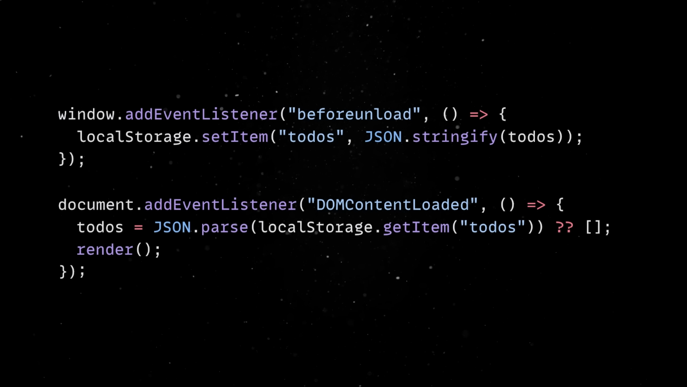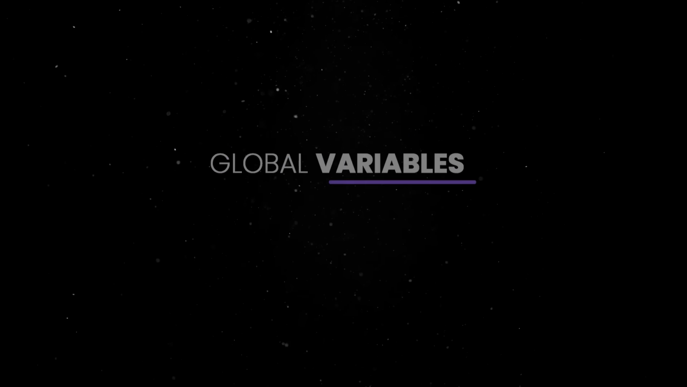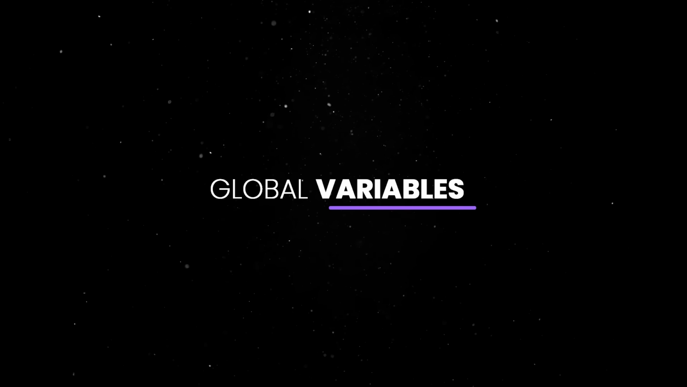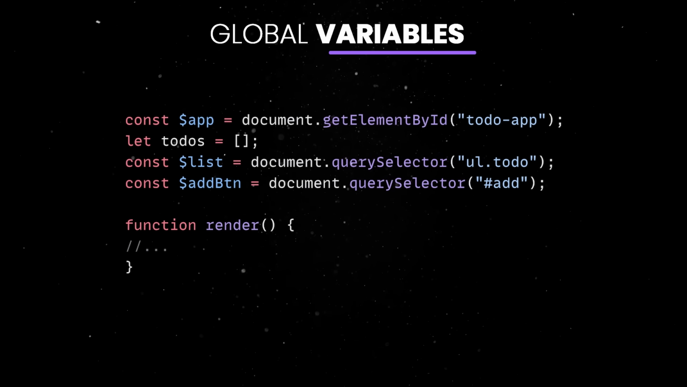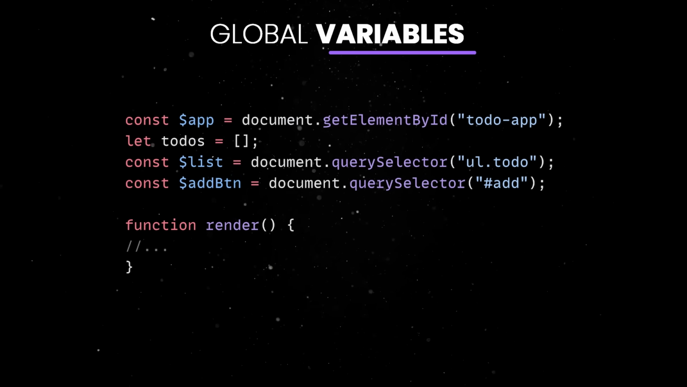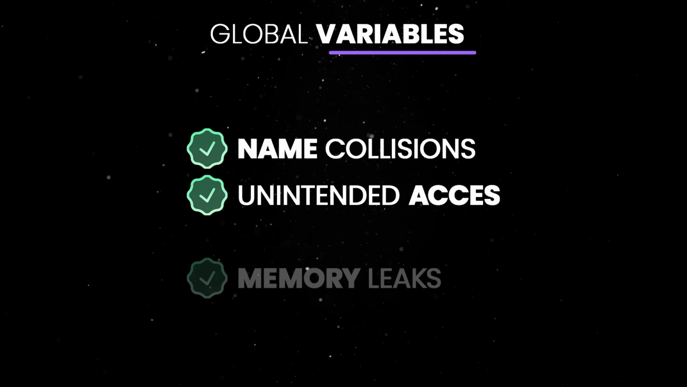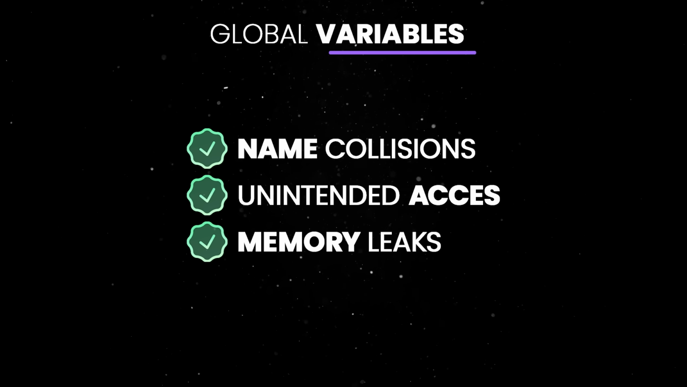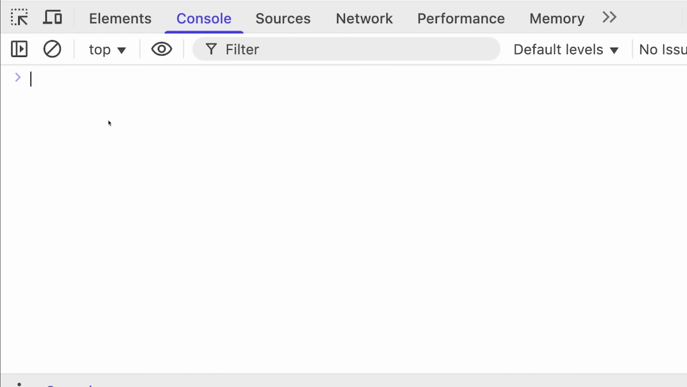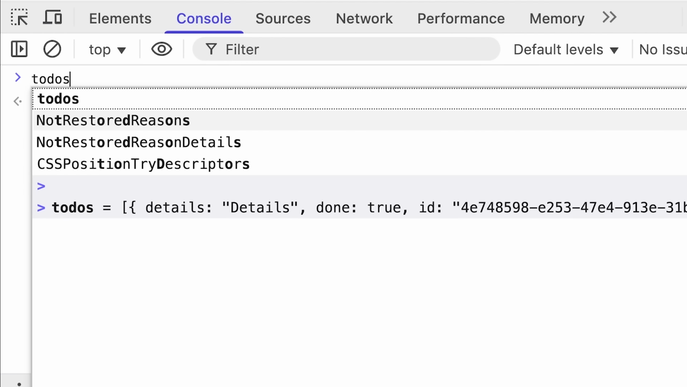Just a second ago, I mentioned a very important concept: global variables. All the variables and functions declared in our to-do file are defined in the global scope. In JS development, this is considered a bad practice since global variables can lead to name collisions, unintended access or memory leaks, especially in larger or more complex applications. You can test this by opening the developer console and typing in window.todos or simply todos.